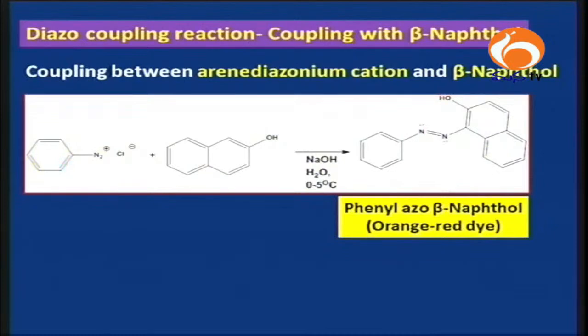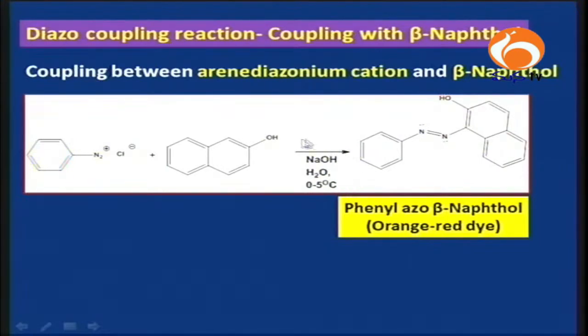This is the coupling reaction with the beta-naphthol. This reaction we generally carry out in our laboratory. We take the arene diazonium ion and we will react this with the beta-naphthol, and generally the temperature will be in the range of 0 to 5 degrees centigrade.